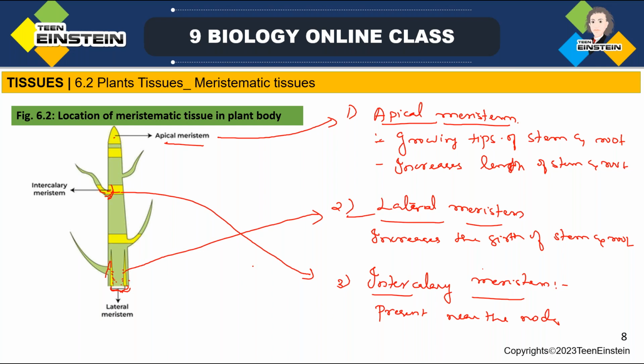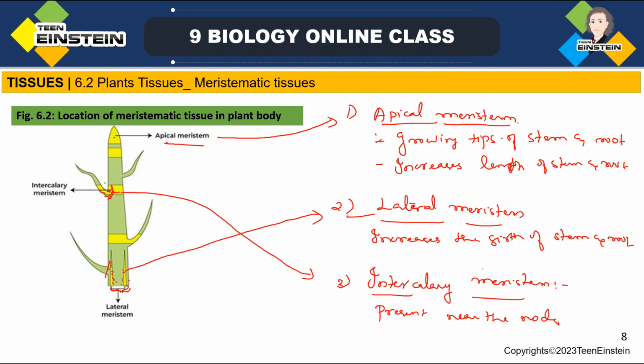Intercalary meristem is present at the nodes. That's how, when we cut a branch, it grows again with the help of the intercalary meristem. When we cut the tip, it grows again with the help of the apical meristem, because meristematic cells are there which can divide and grow. When we cut the root, meristematic cells are present so it can grow. That's what we have seen in the case of the onion root tip.